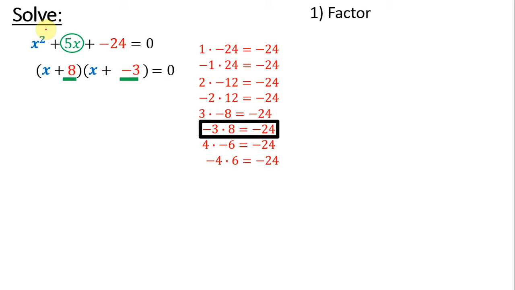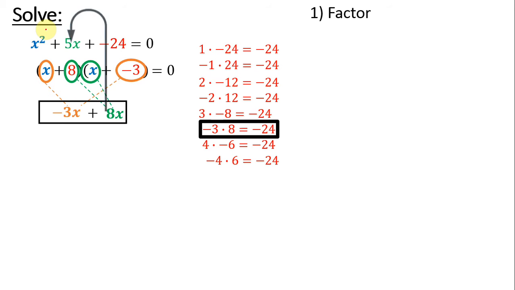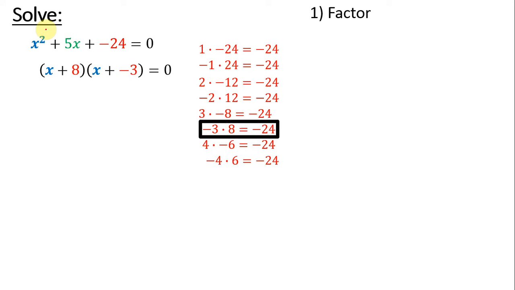And the reason why is because when I multiply my outer terms, negative 3 and x, I get negative 3x. When I multiply my inner terms, I get positive 8x. And when I combine like terms and add those, I get my middle term, which is 5x, which is what I started with.